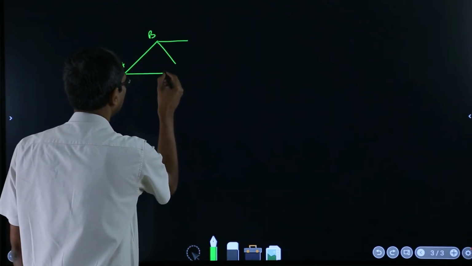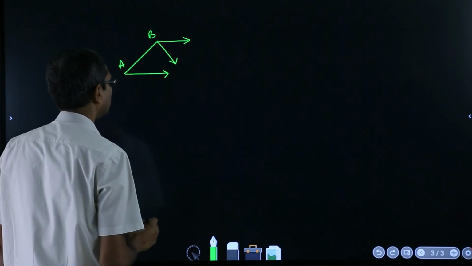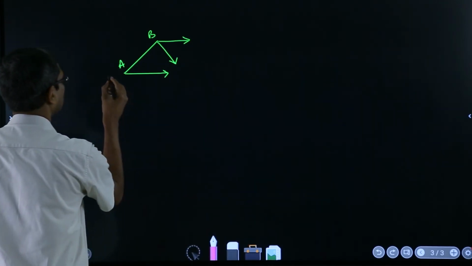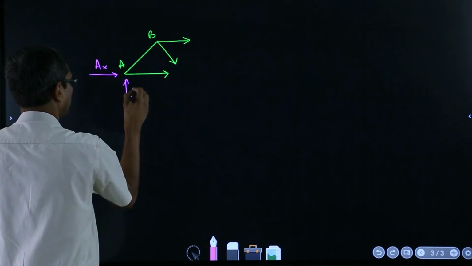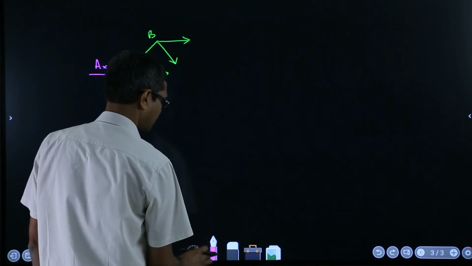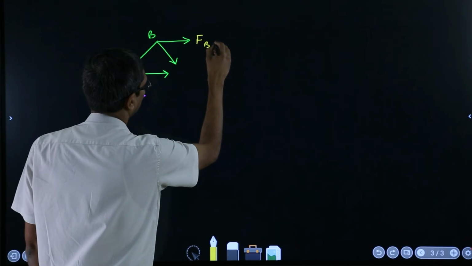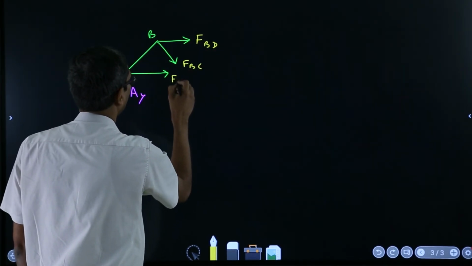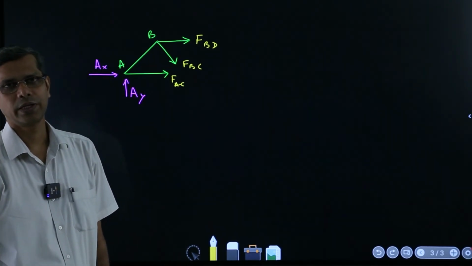So this is an exposed force, this is an exposed force, and this is an exposed force. And then I know these forces which are acting here, AX and AY, and these things I will call, say, FBD, FBC, and FAC. So these are the 3 unknowns which we need to solve.